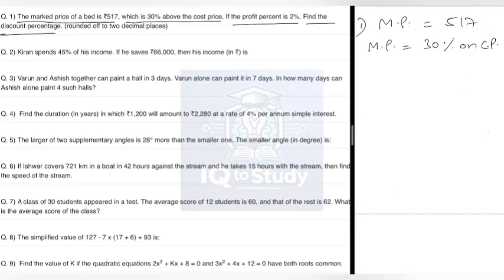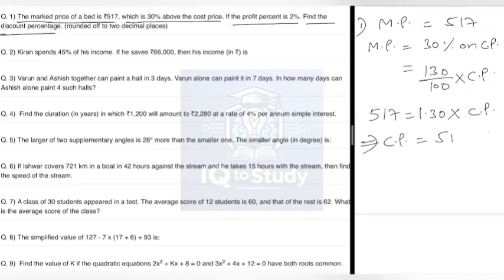It means it is equal to 130% of cost price, which means 517 is equal to 1.30 into cost price. That implies cost price is equal to 517 by 1.30.